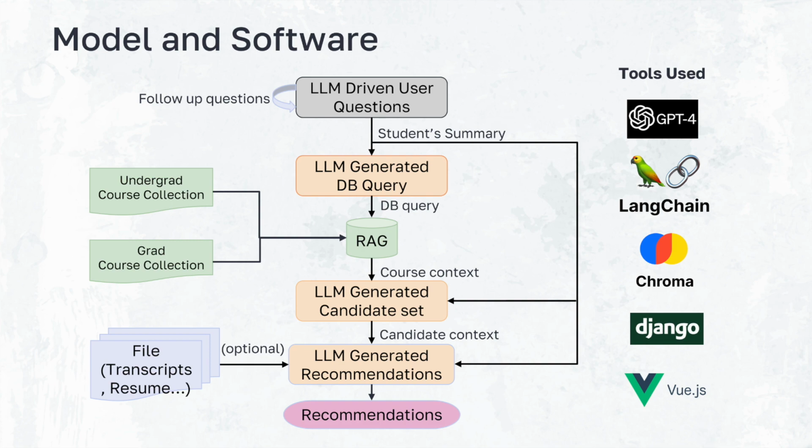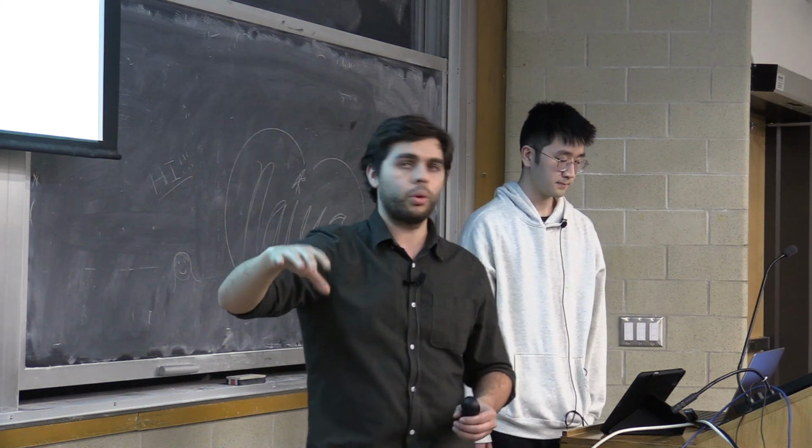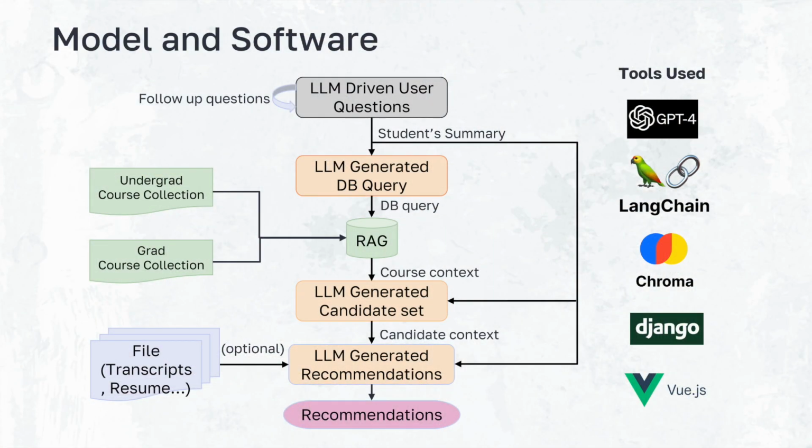So we take the top, I think 10 or 20, and then we add in the student context and the course context, and generate the recommendations. We can also have the option of adding in files or transcripts at that point, and we generate recommendations, scores, and general reasoning. And then on the side are just the different tools that we use to achieve this.